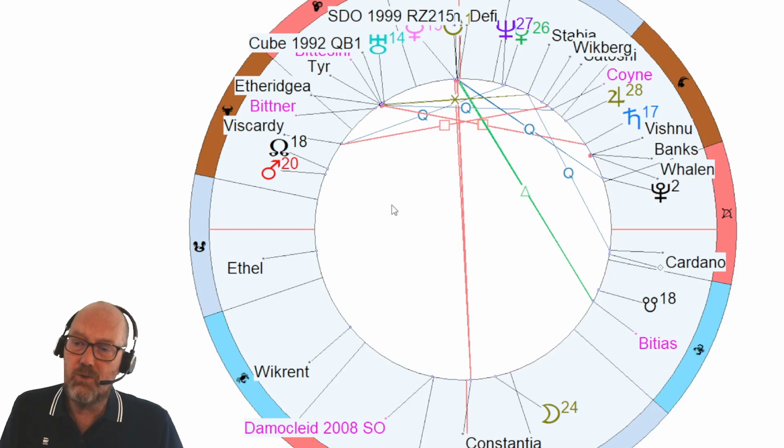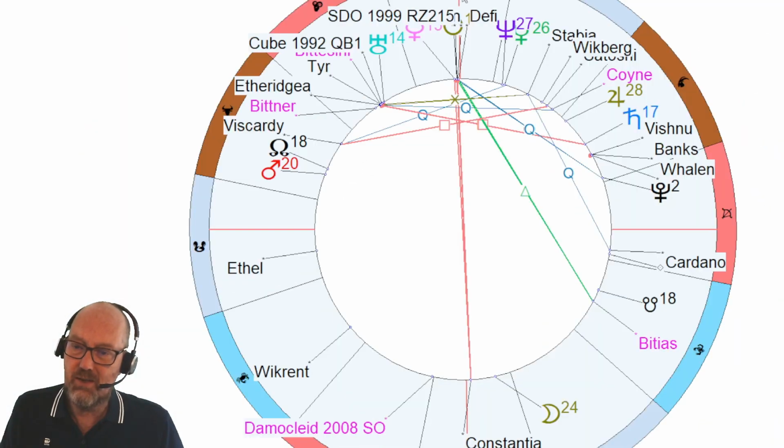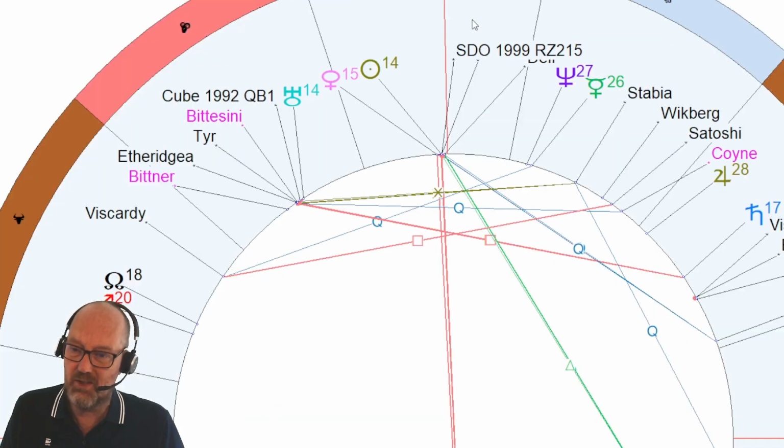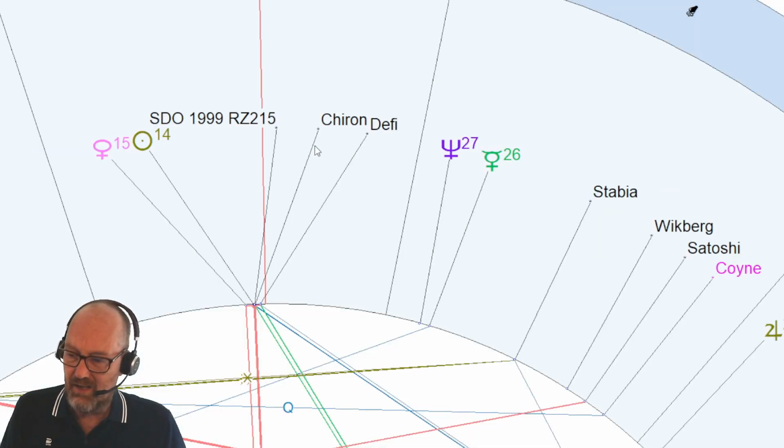What I wanted to show you as well in this chart is asteroid DeFi, because it's very funny, you know, having an asteroid that is literally called DeFi, or decentralized finance, and it is conjunct the sun in this one. And we also have another SDO here, so let's quickly see what Benjamin makes of that.